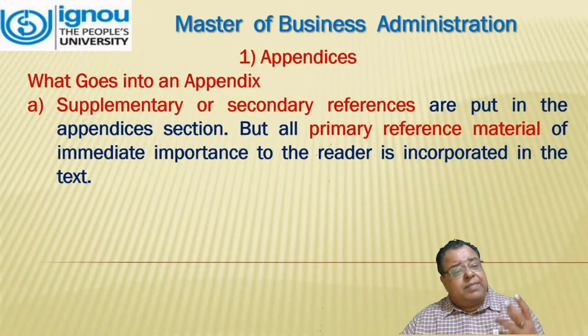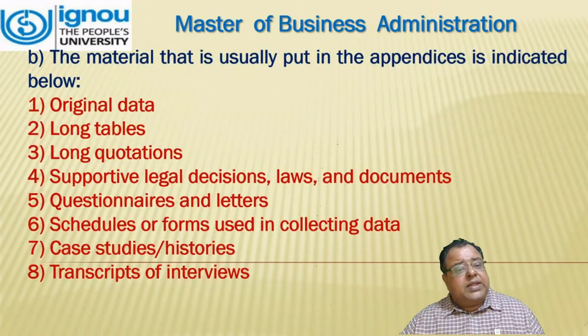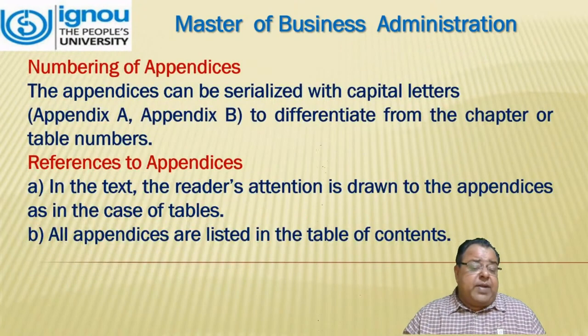Appendices. What goes into the appendices? Supplementary or secondary references are put in the appendices section, but all primary reference material of immediate importance to the reader is incorporated in the text. The material that is usually put in the appendices is indicated below: original data, long tables, long quotations, supportive legal decisions, laws and documents, questionnaires and letters, schedules or forms used in collecting data, case studies, histories, transcripts of interviews.